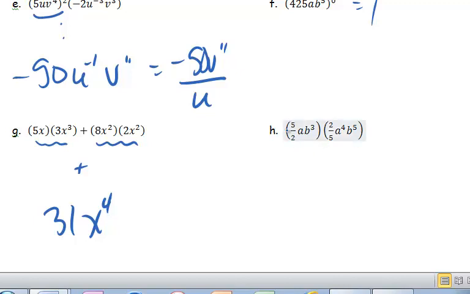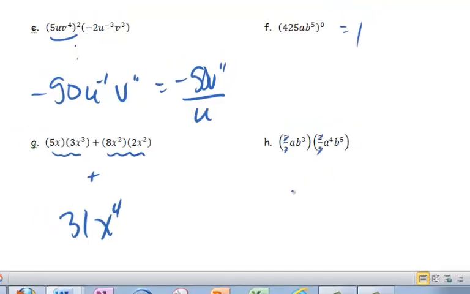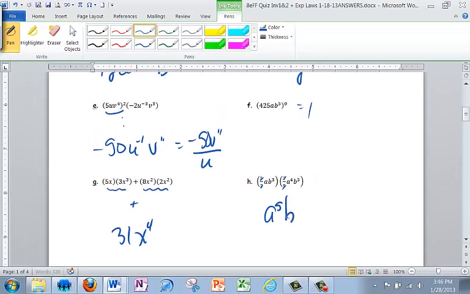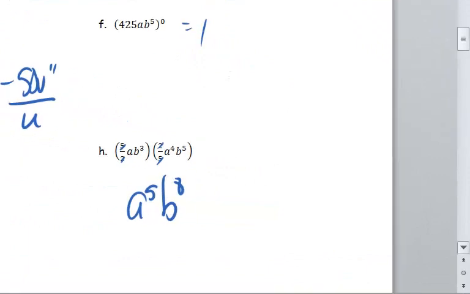Multiplication, 5 halves times 2 fifths, everything cancels, so your coefficient will be 1, and then it would be a to the 5th, b to the 8th. Nice, easy, straightforward. So see how that page goes, and if there's anything that I might help with, please let me know. I can help you.